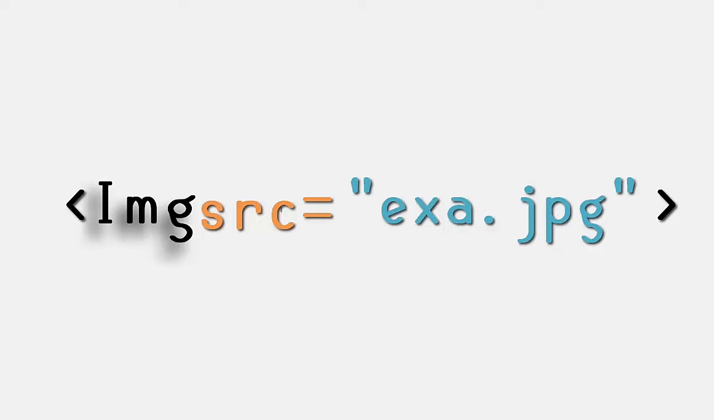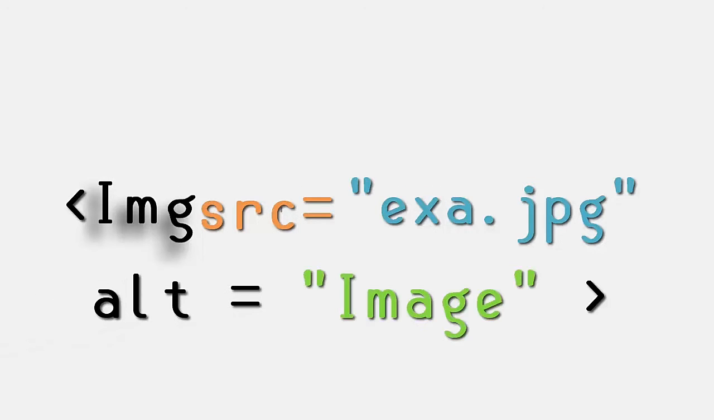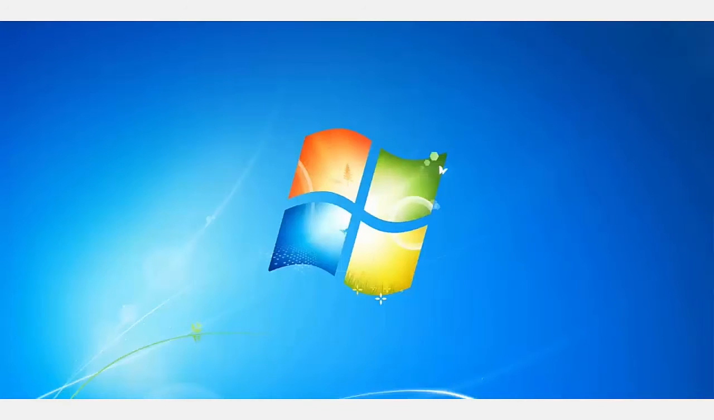So, suppose I use an exa.jpg file, then we need to add a description for the image. So we use the alt attribute. It is used to show your description. The description is not shown on your image, it is shown when your image does not show. That means if your image is not showing, then your description will show, so you will know what image was used here.